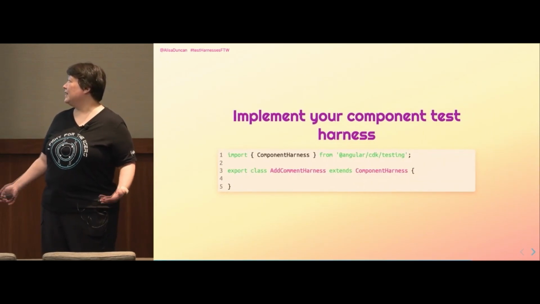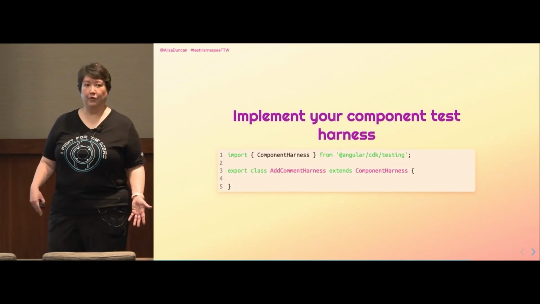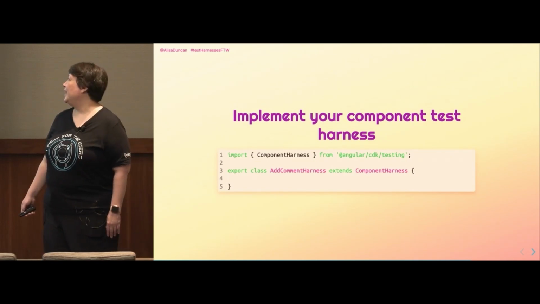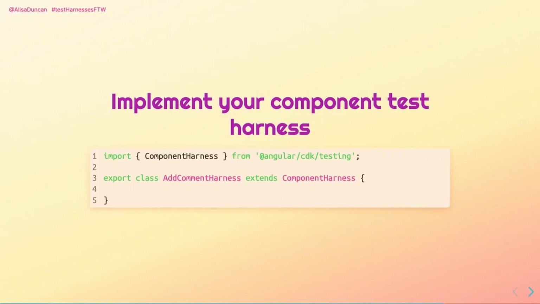To do so, we'll create the class, AddCommentHarness, which is also following the naming convention, and extend from the base class ComponentHarness. And then we want to set the host selector. And we're setting this to be app-add-comment, which is the same selector as the component. So we need to be able to match that up, right? Or Angular needs to be able to match that up. So this is set as the same as the component.